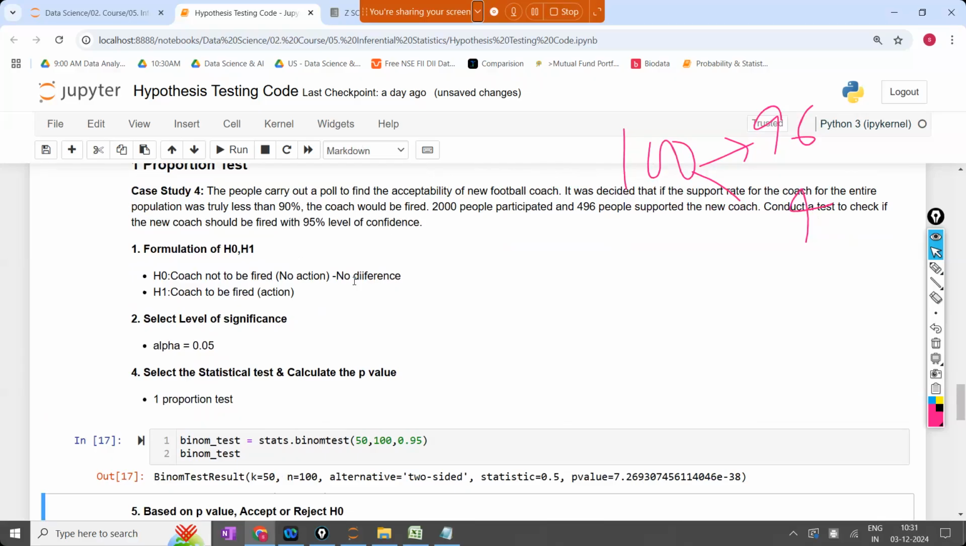This test will be applied after every batch by Naresh sir. Only thing is, I don't know this number, whether it is 95% of the people or 90% or 70%. That will be decided by Naresh sir. That is not decided by us.